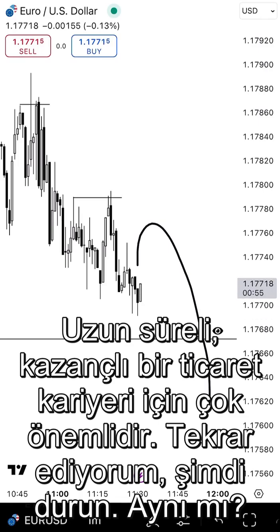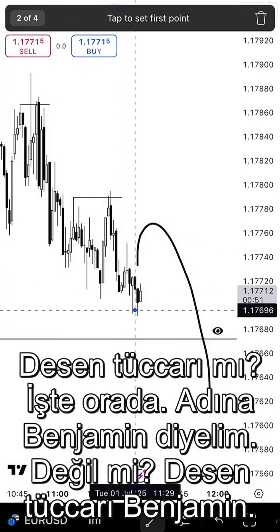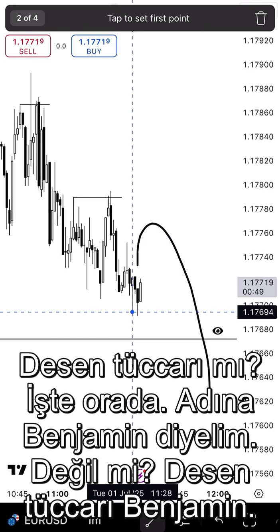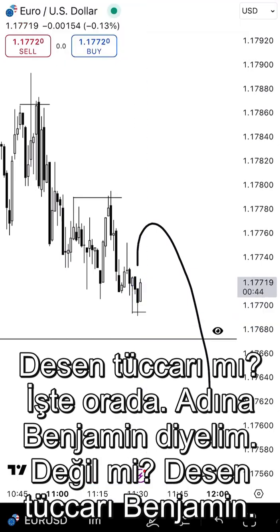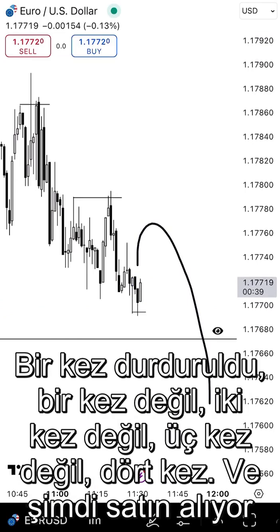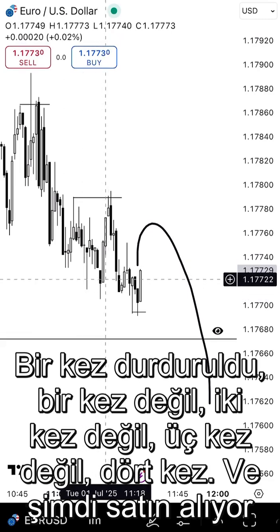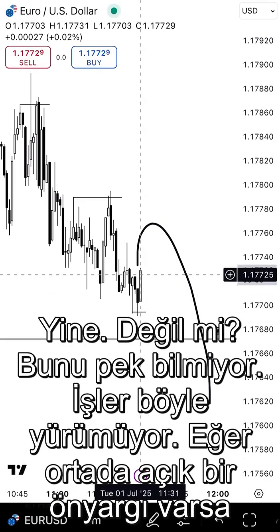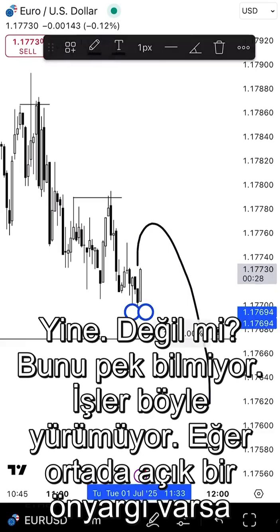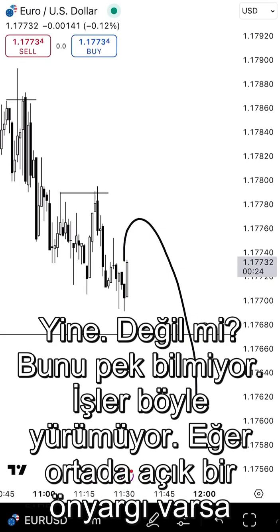Again, stopped out. Right, the same pattern traders. There he is. Let's call him Benjamin. Right, so pattern trading Benjamin got stopped out once, not twice, not 3 times, 4 times and now he's buying again. Right? And little does he know that that's not how this works.